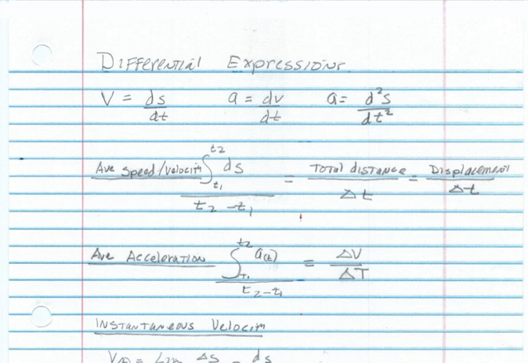Now, what about average acceleration? Of course, we'll integrate the acceleration with respect to time from t1 to t2 over t2 minus t1, which is essentially the change in velocity with respect to time.